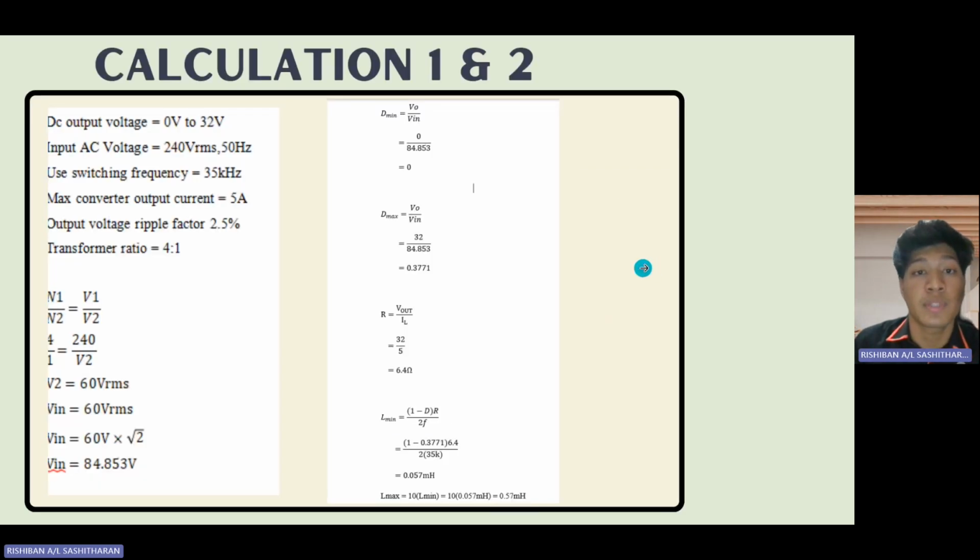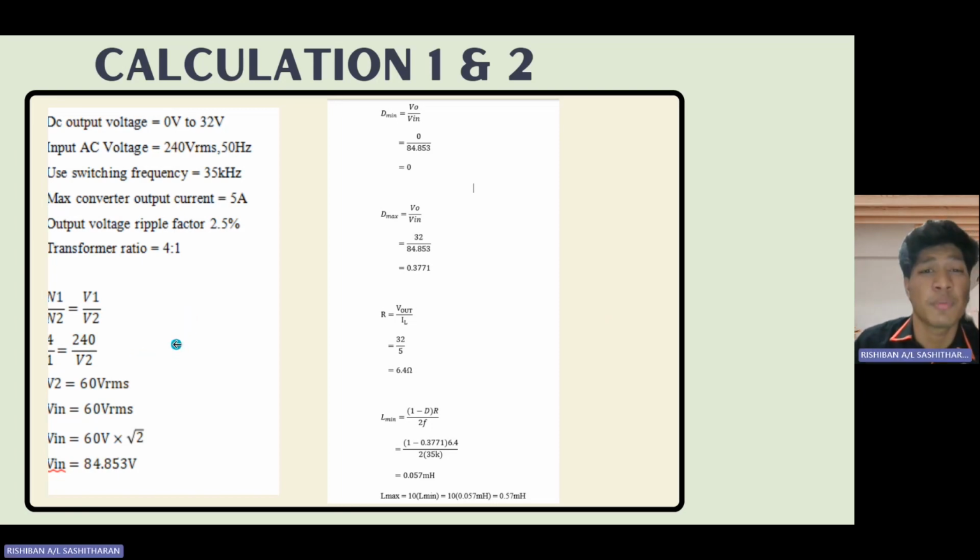And now move to content 2, calculation 1 and 2. Okay, start with calculation 2. DC output voltage 0 volt to 30 volt. This is from the equation. Input AC voltage 240 VRMS and 50 Hz. And then the switching frequency, we use 35 kilohertz. Max converter output current 5 ampere. Output voltage ripple factor we use 2.5%. And transformer ratio we use 4 to 1.